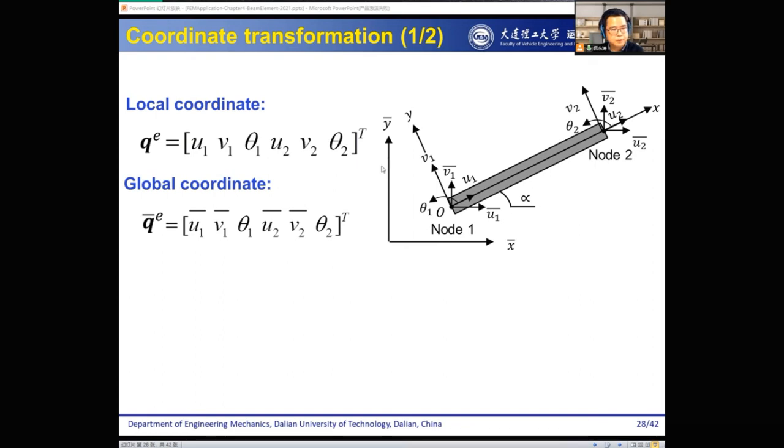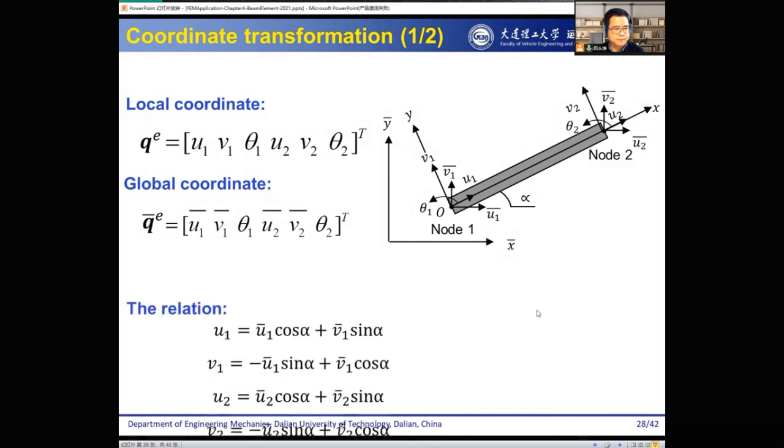Again, the aim of the coordinate transformation is to align different beams into the same system. For example, in a global coordinate system, then you can set up the stiffness equation for different beams. You can put them together, then you can solve the problems. So let's have a look.